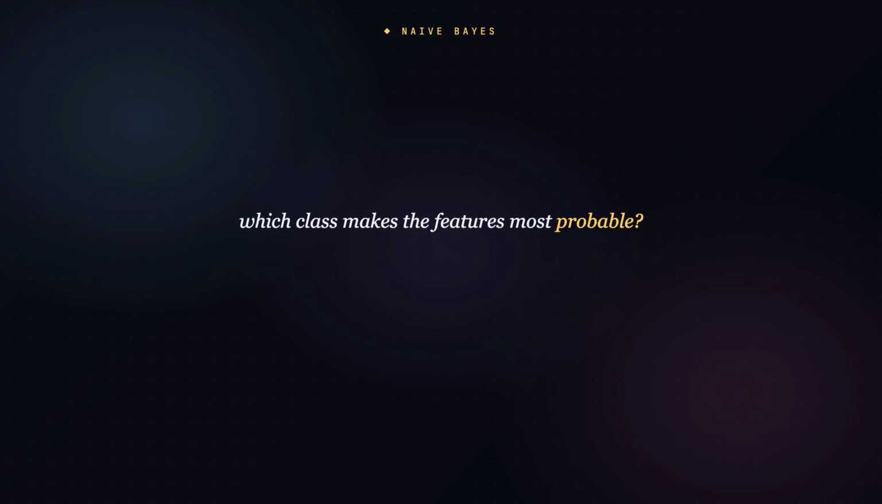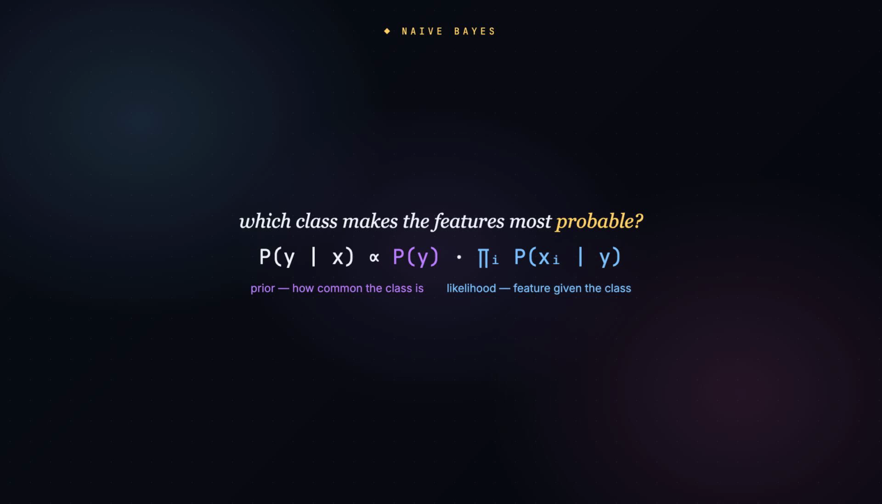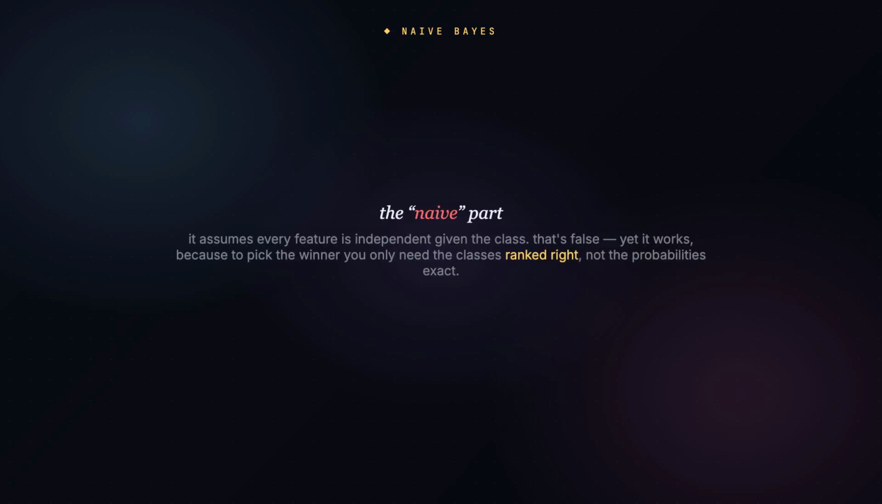Naive Bayes flips the question around. Which class makes the features we observed most probable? By Bayes' rule, that's proportional to the prior, how common the class is, times the likelihood of each feature given the class. The naive part is assuming every feature is independent given the class.